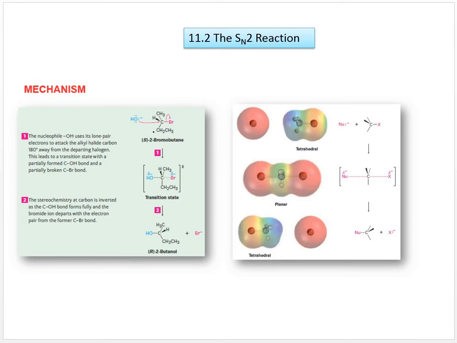So what happens if you start with a chiral substrate? The product is going to be the opposite configuration. We started with S-2-bromobutane for this particular reaction. When bromine is replaced with hydroxide, as you see here, the configuration inverted. So we obtained an R product. I'm going to show you an animation, basically a modeling calculation, showing this process.